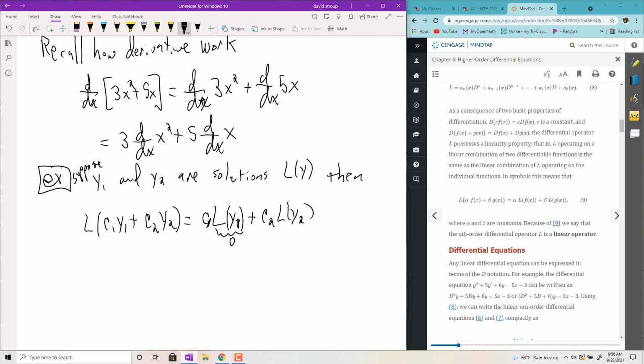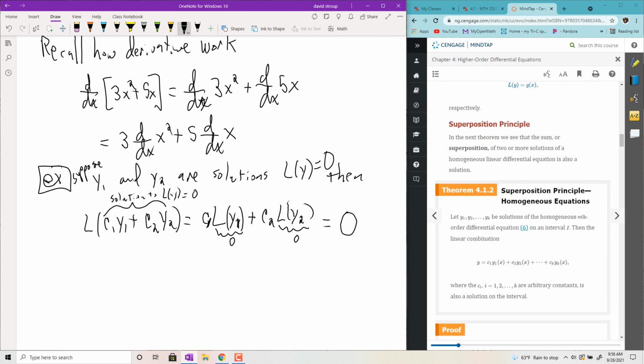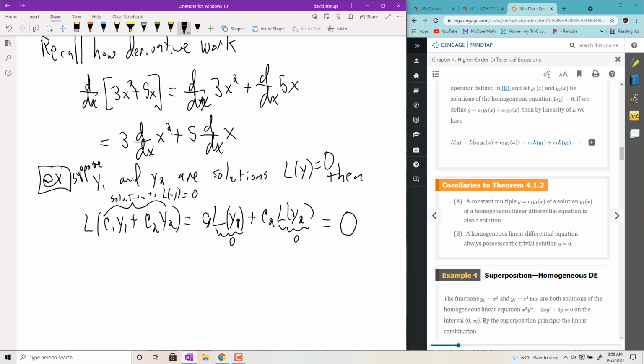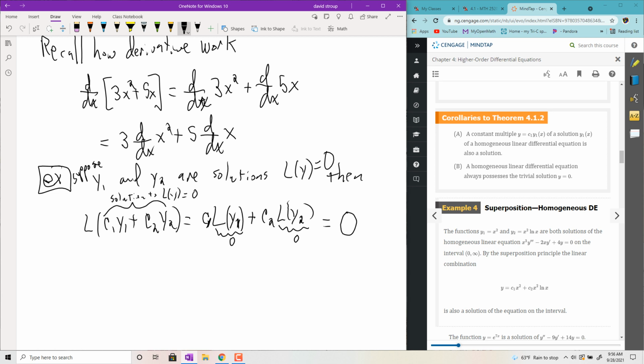This part is 0, and this part is 0, because they're solutions of L of y equals 0. So when you plug y into L, you just get 0 out, because they're solutions, right? C1 times 0 is 0. C2 times 0 is 0. So that will equal 0. In other words, this thing is a solution to L of y equals 0 as well. But it's all dependent on the properties of the derivative. Okay, so that's the superposition principle. There's a couple corollaries that go along with that, which I think are kind of obvious, so I'm just going to leave that to you.